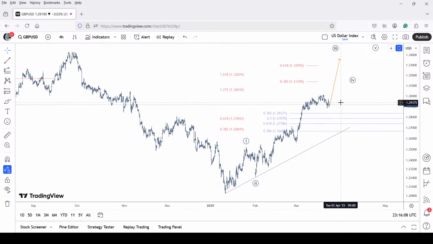Okay, so from a trading point of view, it's good to be on the long side with potential targets. Entry around 1.2920 with the potential stop at 1.2500, and targeting around 1.32, 1.3400.